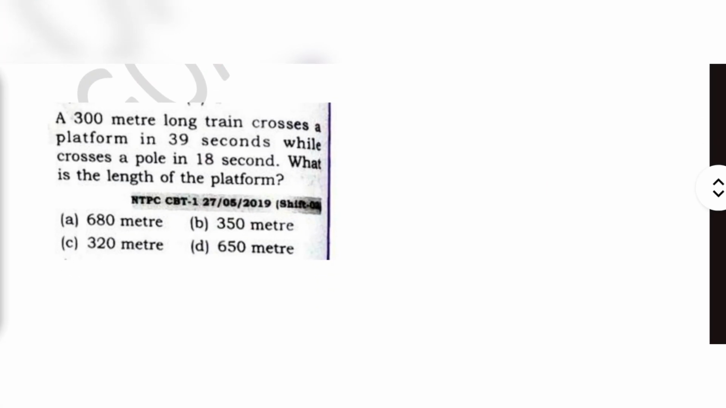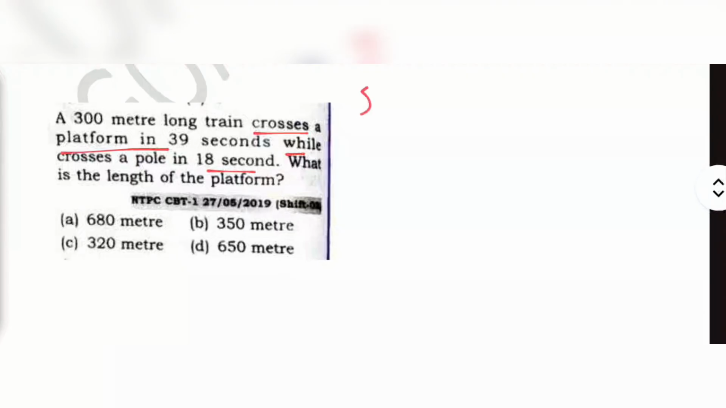A 300-meter long train crosses a platform in 39 seconds, while the 300-meter long train crosses a pole in 18 seconds. What is the length of the platform? We need to find the length of the platform. We can find the speed of the train first from the second statement, because it crosses a pole, and a pole has no distance, it is negligible. So whatever distance comes is the length of the train only.